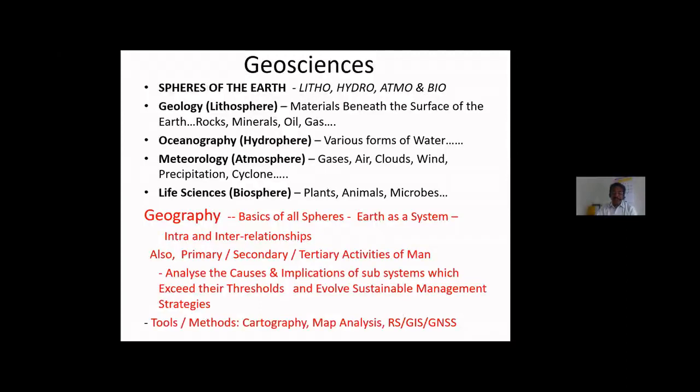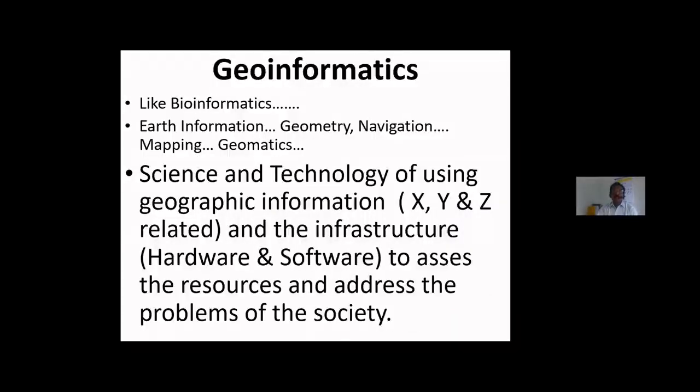That is, he should be a good cartographer, he should be a map analyst, and then he should know about the latest methods like remote sensing, GIS, and GNSS. And if all three are concerned, and if he is expert in this, then he would be a better geographer.